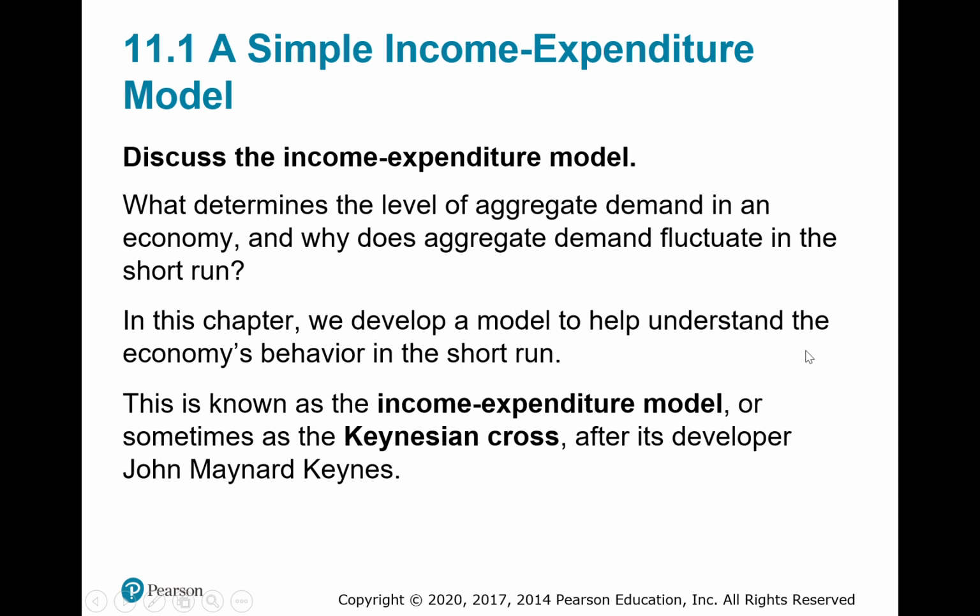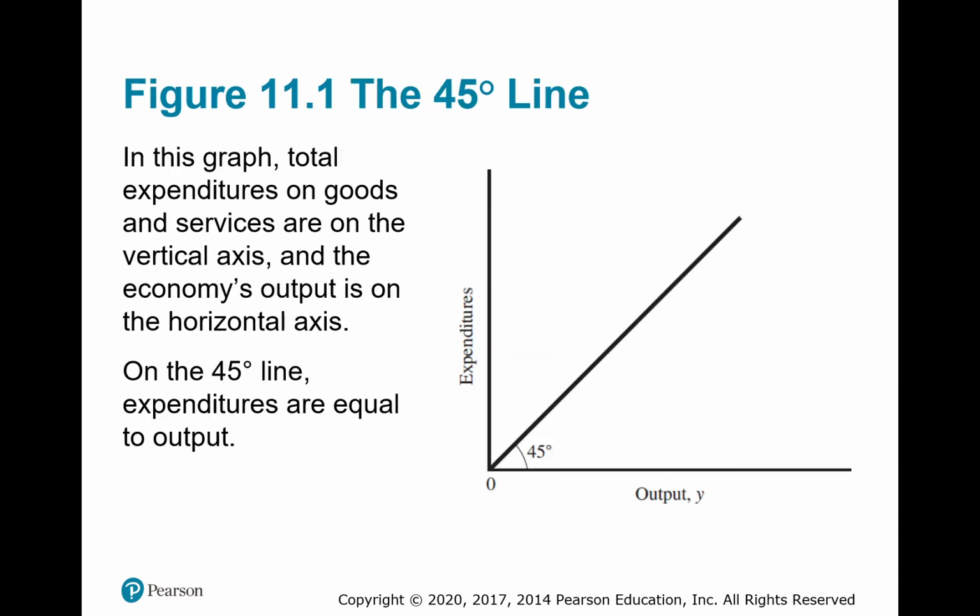All right, so basically, the Keynesian cross is our income expenditure model. You have seen something similar to this before. It's going to be labeled differently. So this graph is going to look like, hey, I've seen that graph before. Except we're going to label it differently. We're going to label it expenditure and output.